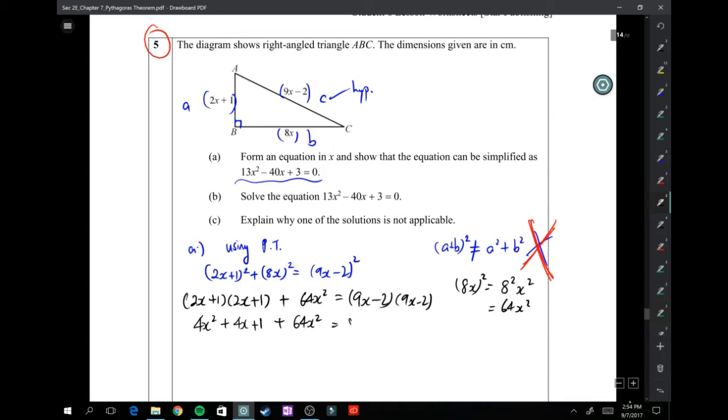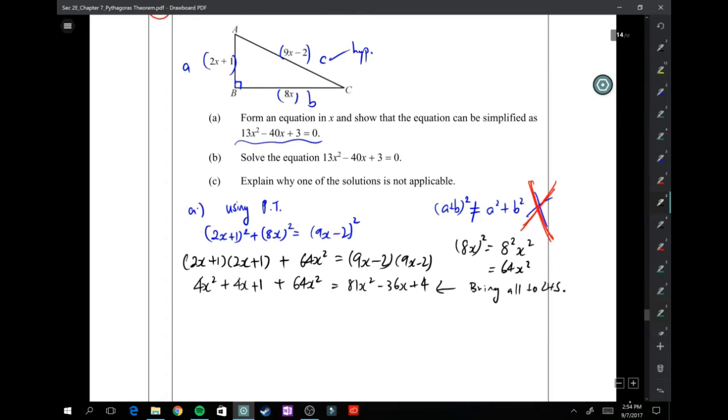equals 81x squared minus 36x, plus 4. Okay, mix them all up together. So bring everything to the left hand side. After bringing everything to the left hand side, what you should get is 13x squared. So 4 plus 64 minus 36.